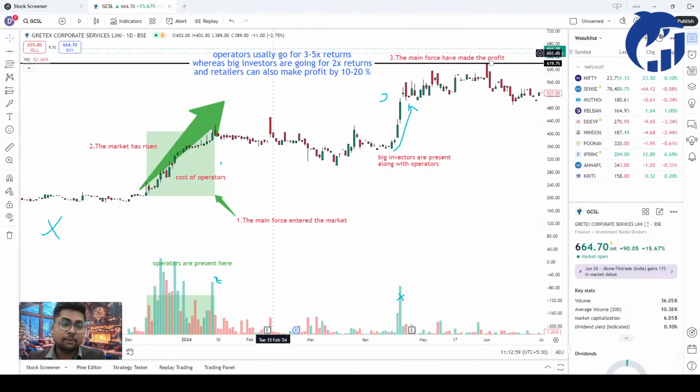What we see is that operators usually go for 3 to 5x returns, not less than that. They have a long term vision, whereas the big investors are going for 2x returns. So they want to make their money grow by 100 to 200%, right? Whereas operators go for around 300 to 500% returns. And retailers can also make profit of 10 to 20% by riding the wave of market sentiment, where the big investors are present along with the operators and pushing the market.